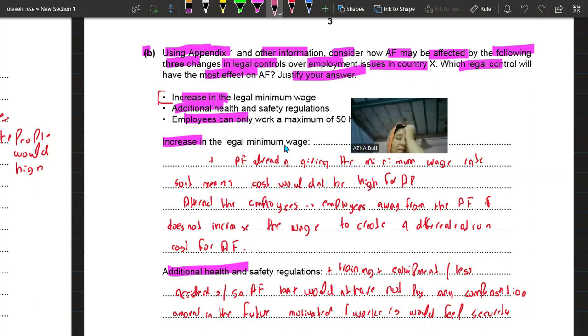But these are the general points, and we have to write the points in the context of the case study. So we will see that if the legal minimum wage is increasing, what sort of problems AF would have in the future, and what sort of problems this business may still have. So we have to talk about that context also.